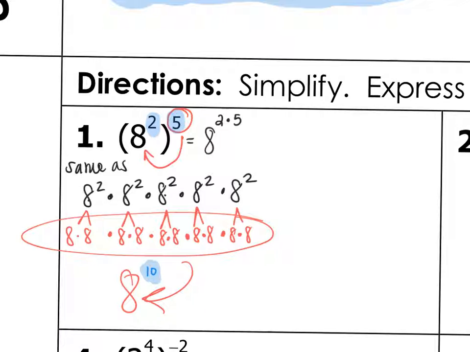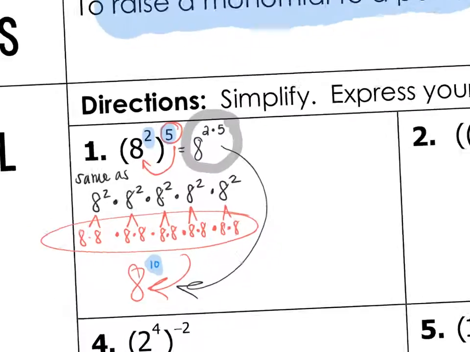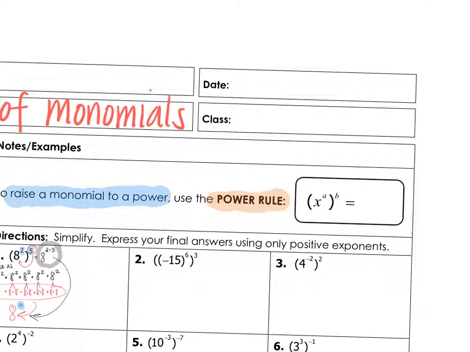Or we notice that once we've written out 8 squared to the 5th power, that's 5 8 squares multiplying, which breaks down even further to 10 8s. So we come up with this rule that's true no matter what. 8 squared raised to the 5th power is 8 to the 2 times 5, also known as 8 to the 10th. So that brings us to our power rule.